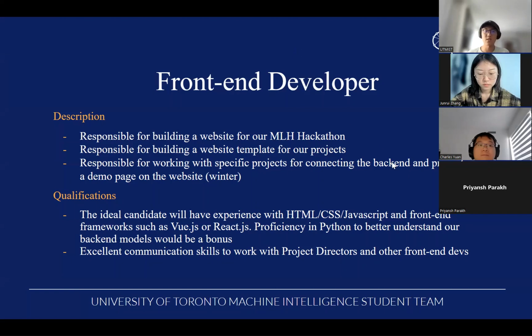The qualifications for this are that the ideal candidate should have experience with HTML, CSS, JavaScript, and also the relevant front-end frameworks. Proficiency in Python is a great bonus since that will allow you to understand the backend models in much greater detail. And of course, we also want excellent communication skills since you will be working closely with the project directors and all the other front-end developers for some amazing projects this year.